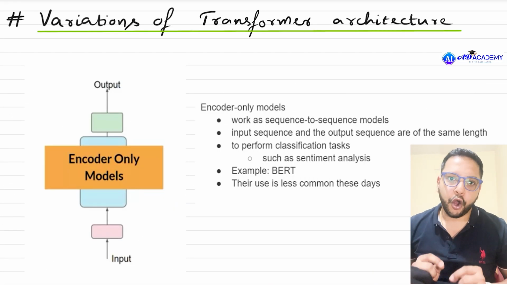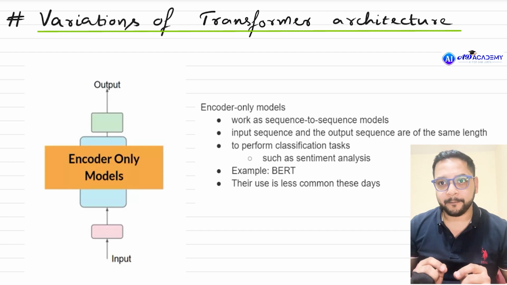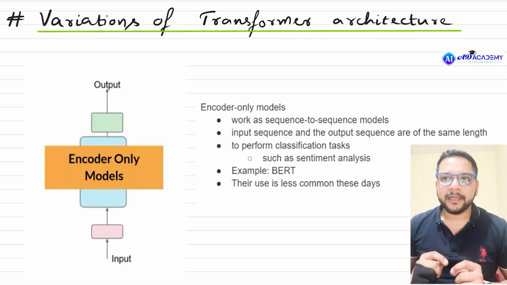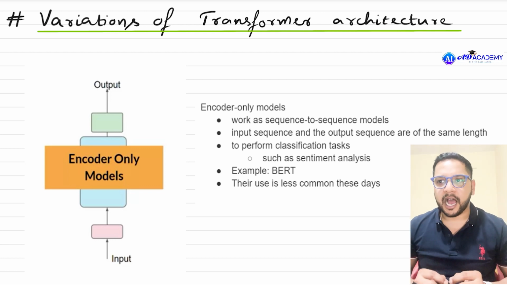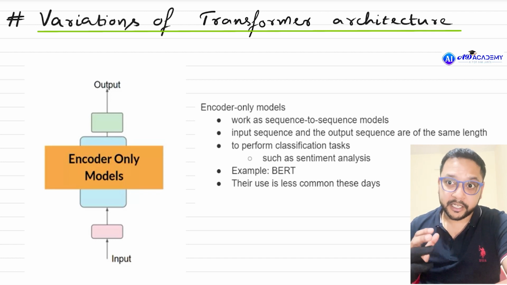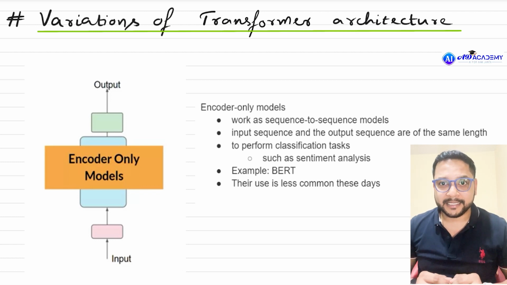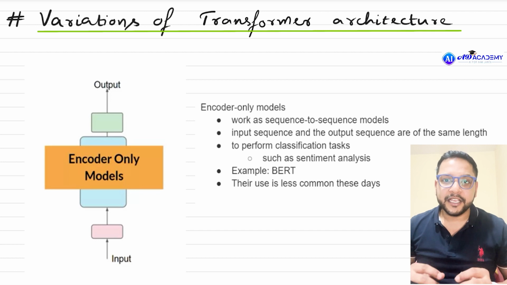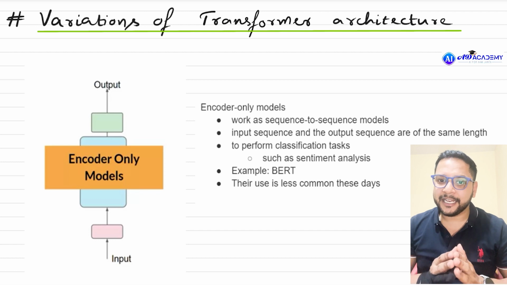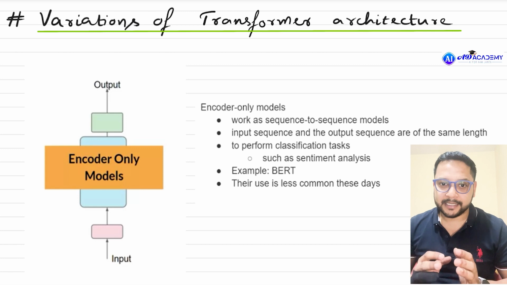First one is the encoder-only model. Here only the encoder part of the architecture is there. It works as a sequence-to-sequence model. You should remember that the input sequence and the output sequence are of the same length. Encoder-only models are used to perform classification tasks such as sentiment analysis. A very famous example of an encoder-only model is the BERT model, which is a pre-trained model. And this kind of encoder-only model is less commonly used these days.